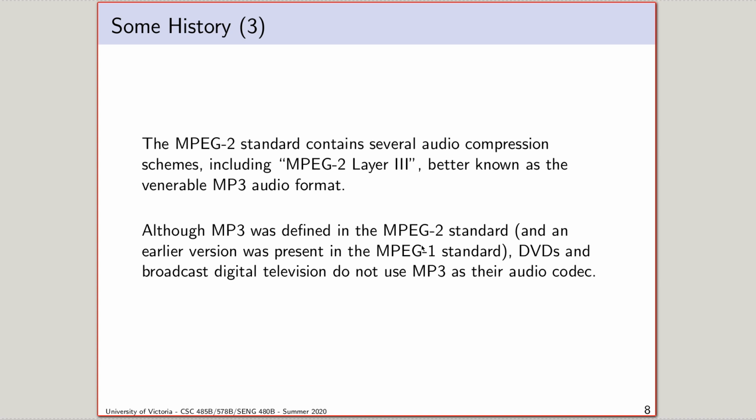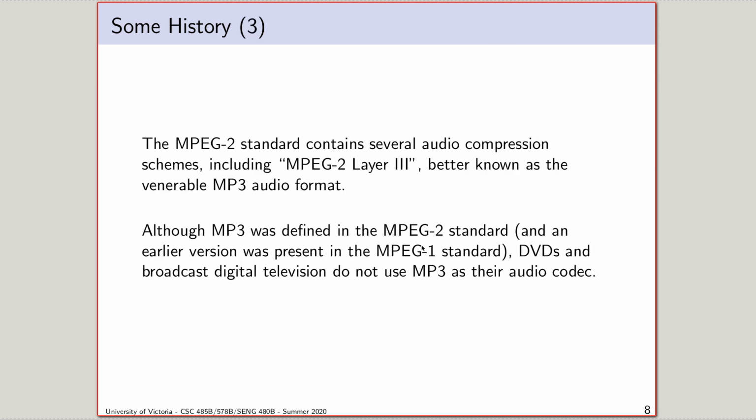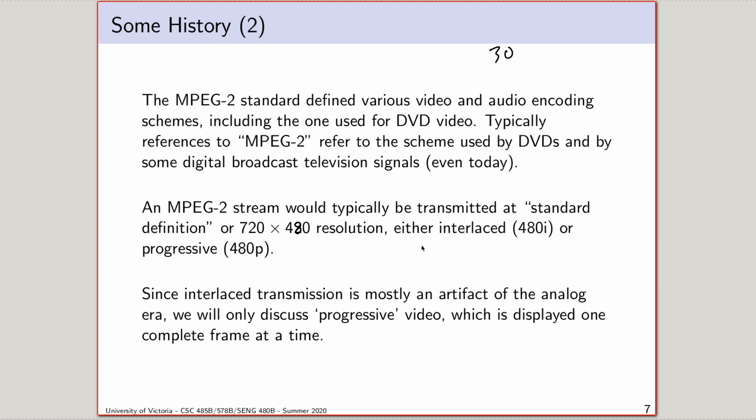The MPEG standards don't just talk about video, they do talk about audio, because again, the goal of MPEG-1 was to compress both video and audio into the data rate of a CD. The MPEG-1 audio format was ultimately not really used for DVD video. MPEG-2 was used by DVDs, and it was also used by broadcast digital television.